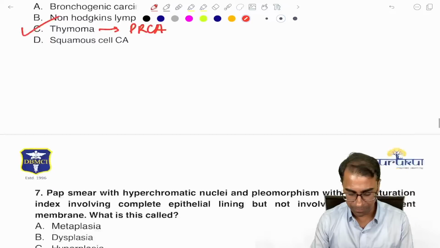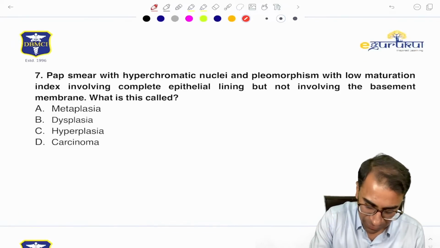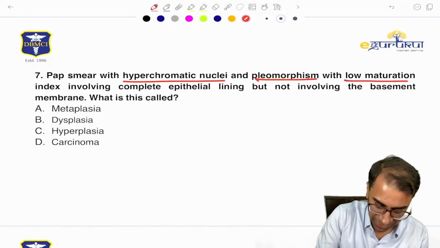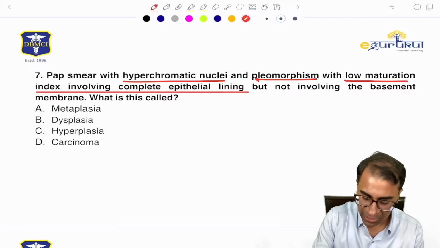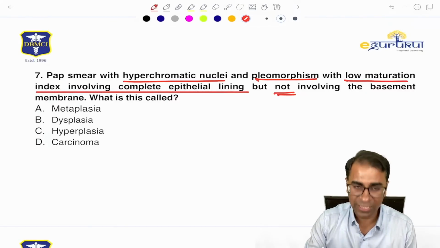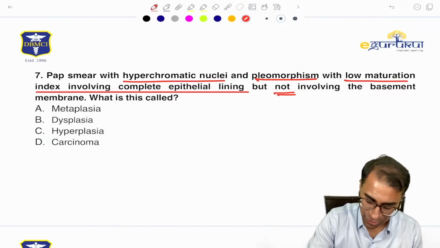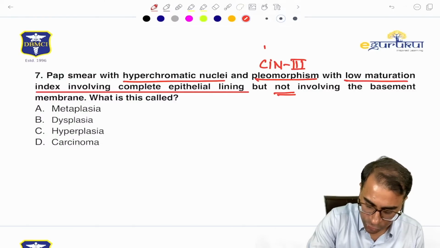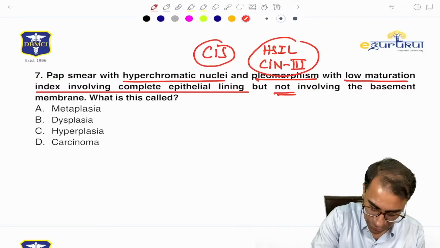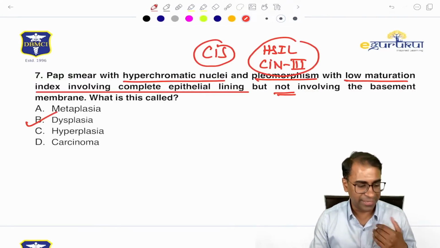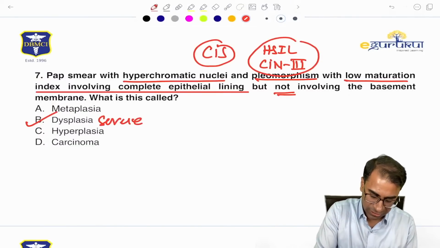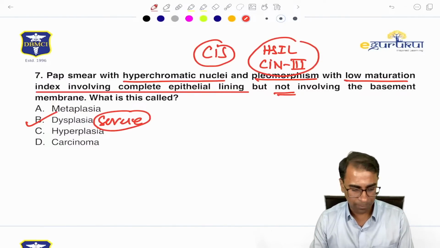The answer is C. Now, pap smear with hyperchromatic nuclei, pleomorphism with low maturation index and complete epithelial lining involvement, but not involving the basement membrane. What is this? It's a case of cervical intraepithelial neoplasia 3, also called HSIL. It's a case of carcinoma in situ, and hence a case of dysplasia. Which dysplasia? Severe dysplasia without any involvement of the basement membrane.